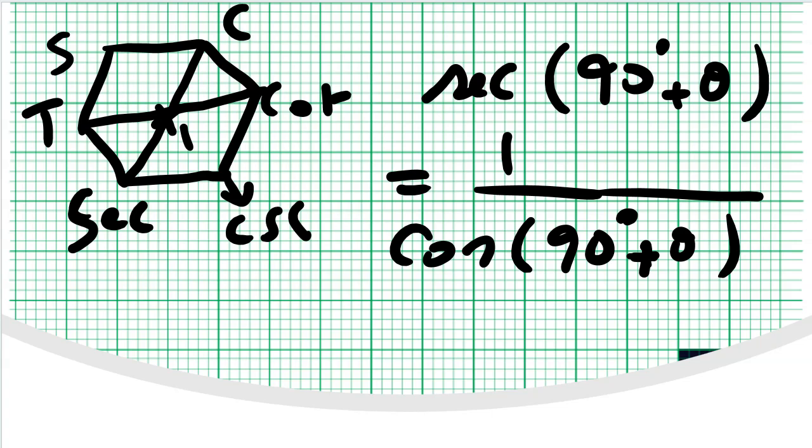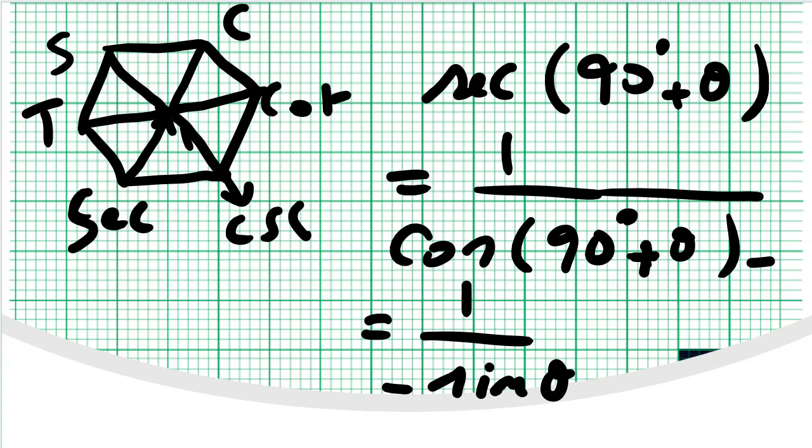So you end up with, because you have a minus now, 1 divided by minus sine of theta. Okay, and 1 divided by sine of theta is what? The reciprocal of what? Of cosecant. So this whole thing equals minus cosecant of theta. So secant of 90 plus theta equals minus cosecant of theta.